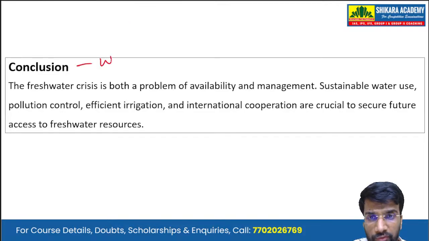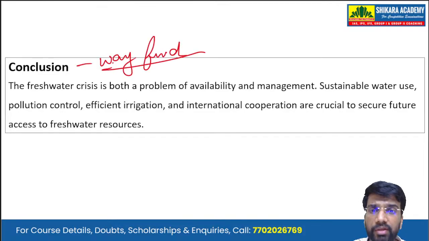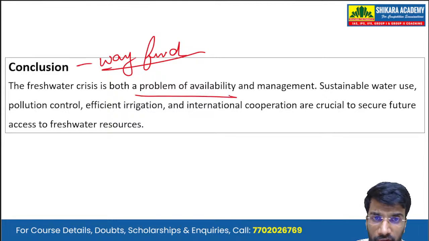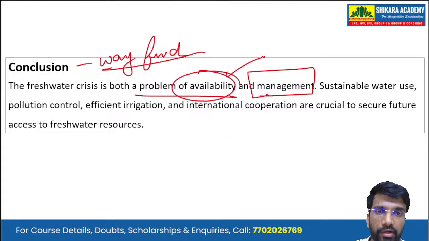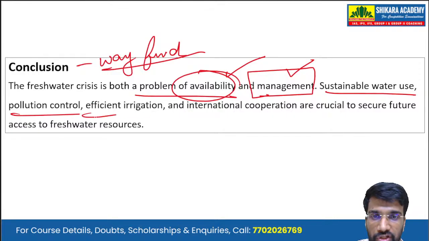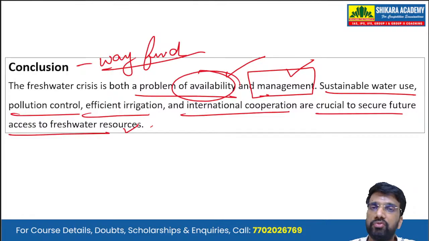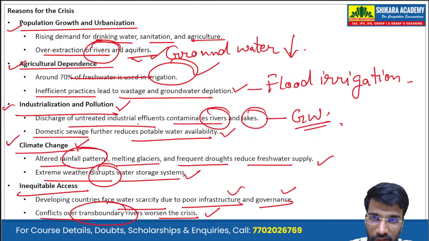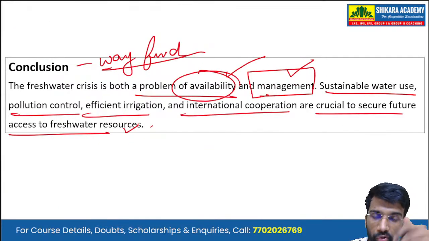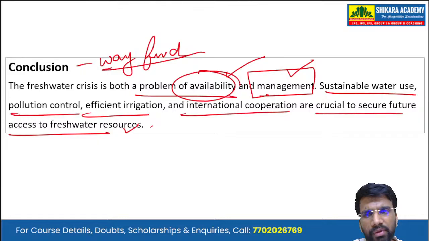Then in conclusion, we write a way forward or give suggestions by writing that the freshwater crisis is both a problem of availability and management. Sustainable water use, pollution control, efficient irrigation, and international cooperation are crucial to secure future access to freshwater resources. So based on the problems that we have discussed, we can write one-word suggestive measures. We need to tackle the pollution. We need more efficient irrigation. We need international cooperation in order to make sure that water is available to all.